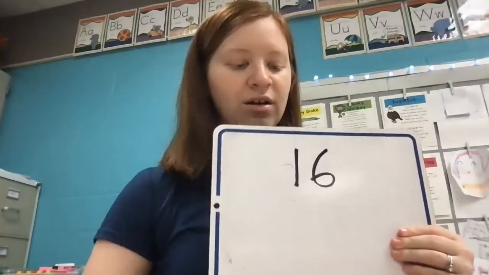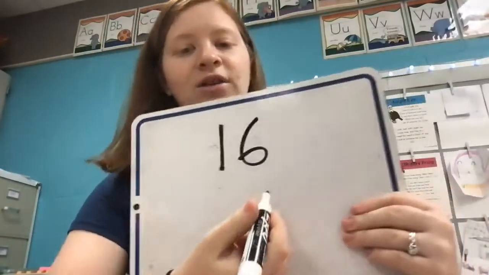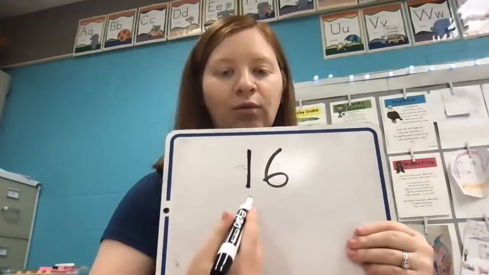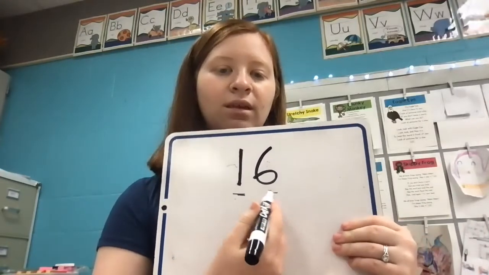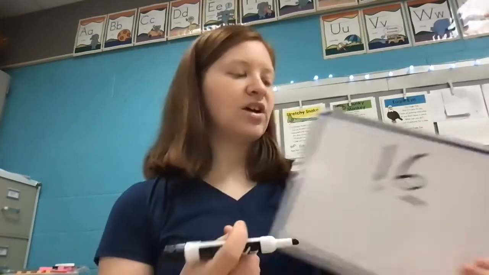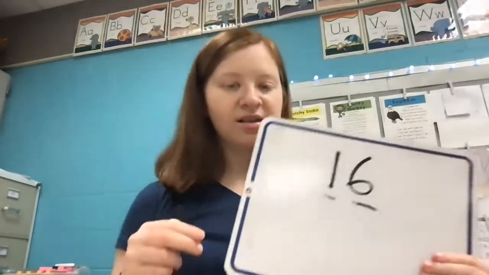Now, how many extra do we have in our number 16? If we have one group of 10, how many extras do we have? That's right, we have 6 extra. So if I have 1 stack of blocks that represents my group of 10, I would need 6 individual blocks, or 6 blocks by themselves, to show the 6 extra.